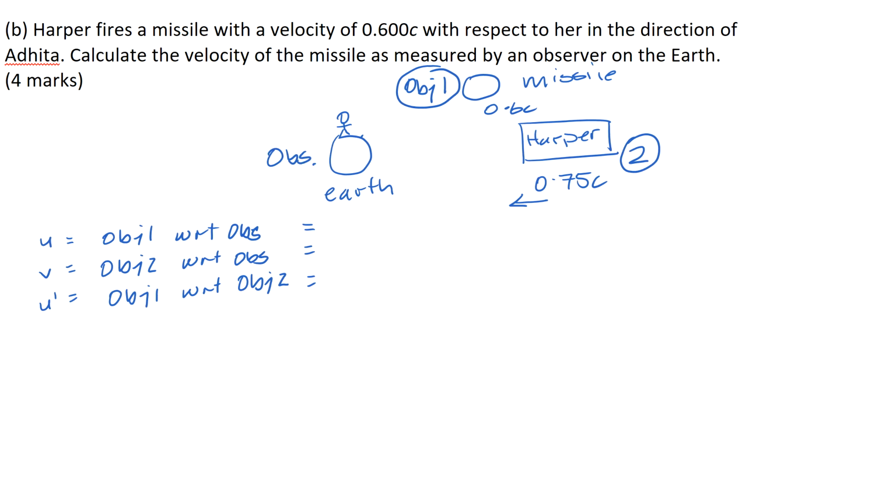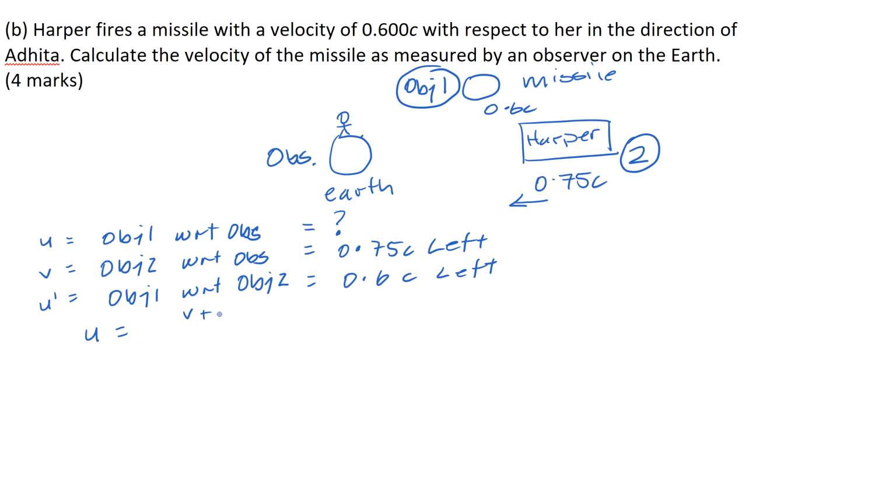Okay, because remember, you need to have the equation. So the thing that you're looking for, you need to be using that equation because you can't rearrange them very easily. So object 1 with respect to the observer is what we're looking for. V is going to be object 2 with respect to the observer, so that's 0.75 C left. And then object 1 with respect to object 2 would be 0.6 C left. So we're going to use the U equation.